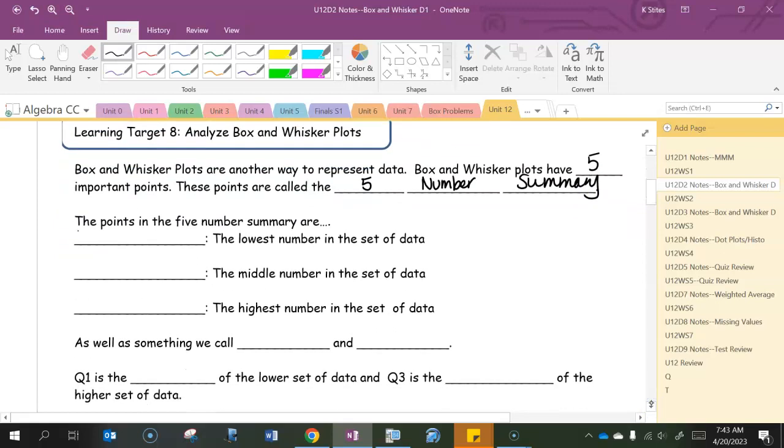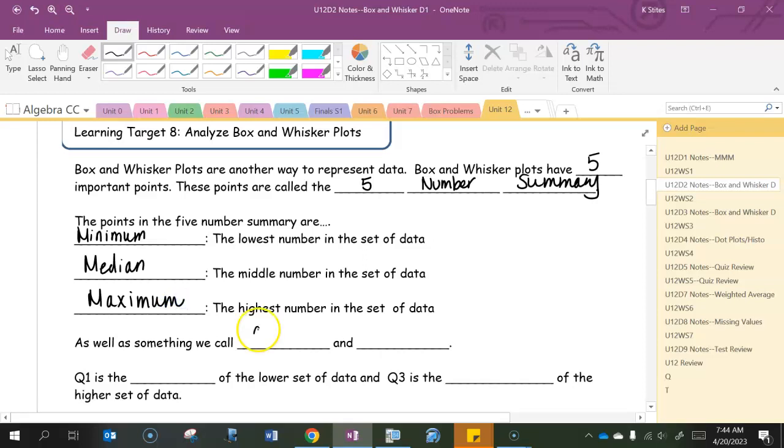The first one is called the minimum, which is a word we've used before, and this is the lowest number in the set of data. We also have the median, which we talked about yesterday. This is the middle number in the set of data. And finally, we have the maximum, which is the highest number in the set of data.